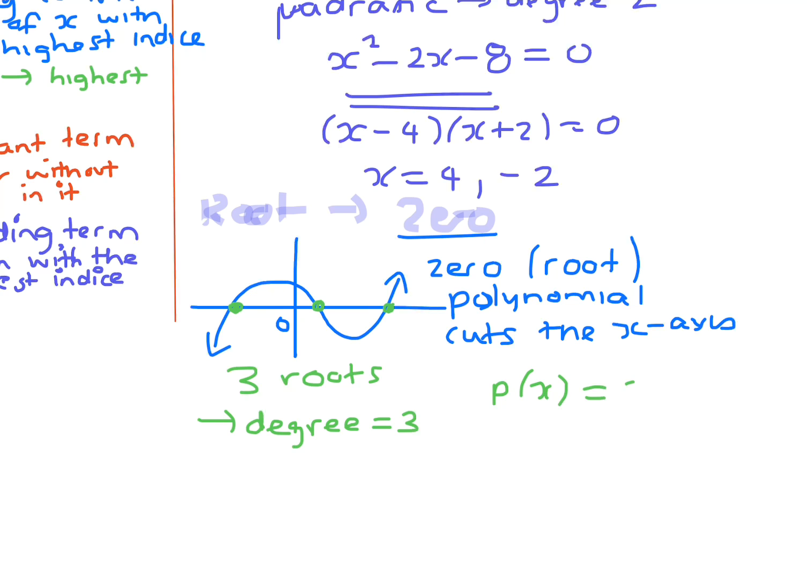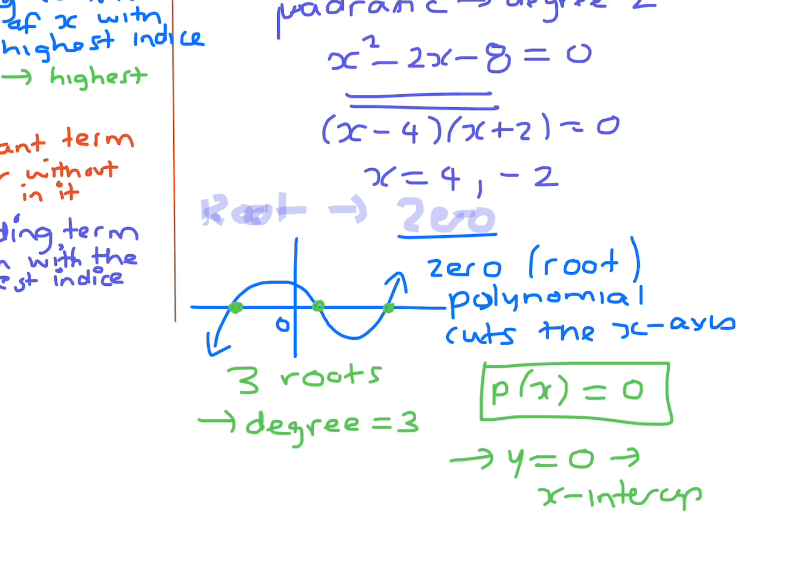And when you've got your polynomial, they occur when p of x equals 0. Because p of x equals 0 is the same as saying when y equals 0. And when y equals 0, that's when you're getting your x-intercepts.